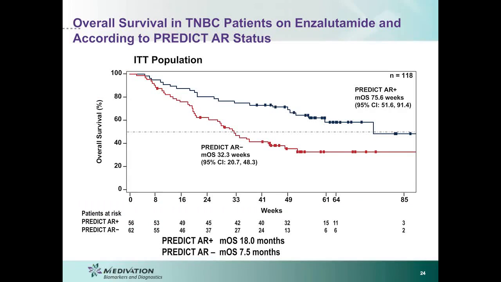And this effect carries through to overall survival. So what we're looking at here is overall survival from the cohort broken again by PredictAR status, with PredictAR negative patients, 50% of them surviving out to 32 weeks, while the PredictAR positive patients survive out to 75 weeks, likely with a much better quality of life in addition to this improved survival time due to the nature of the drug.